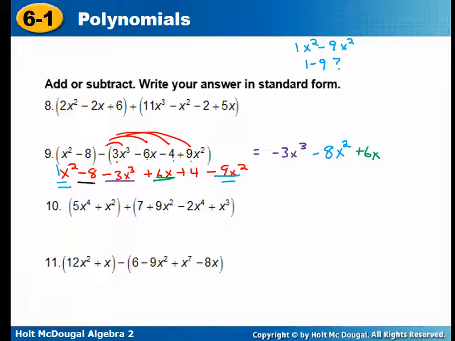All right, so we have negative 8 is a constant and plus 4. Negative 8 plus 4 is negative 4. So you put that as your constant at the end. So here's your polynomial with all of your like terms added together.